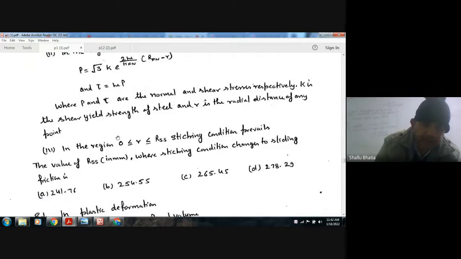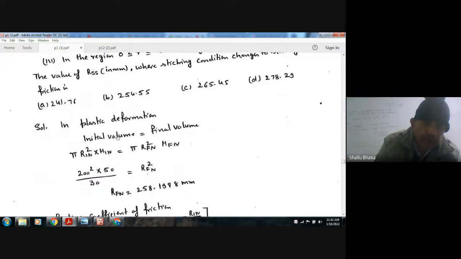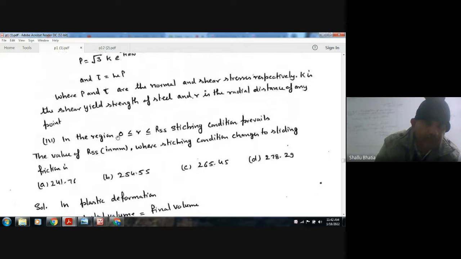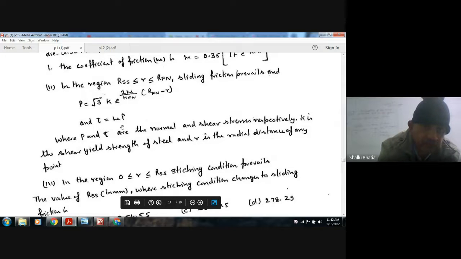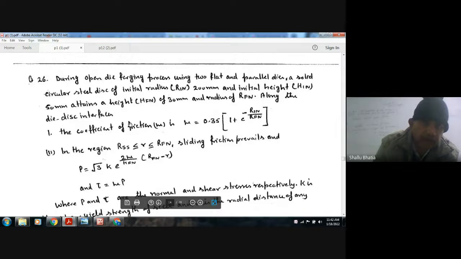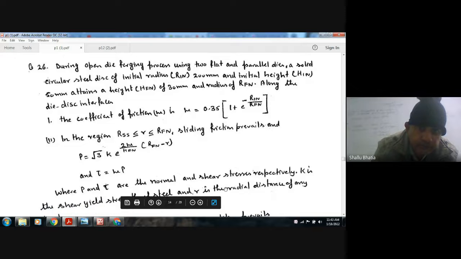So at this point we'll find out the pressure, and in sticking friction tau is equal to the shear resistance. We will find out the pressure at r equal to r_ss, and then find out the shear stress by using this mu, and then we'll put it equal to the shear yield stress. The shear yield stress is not given.